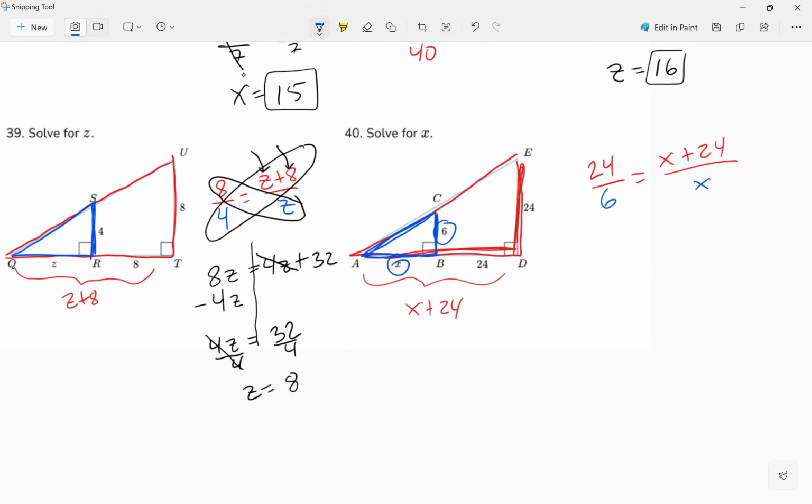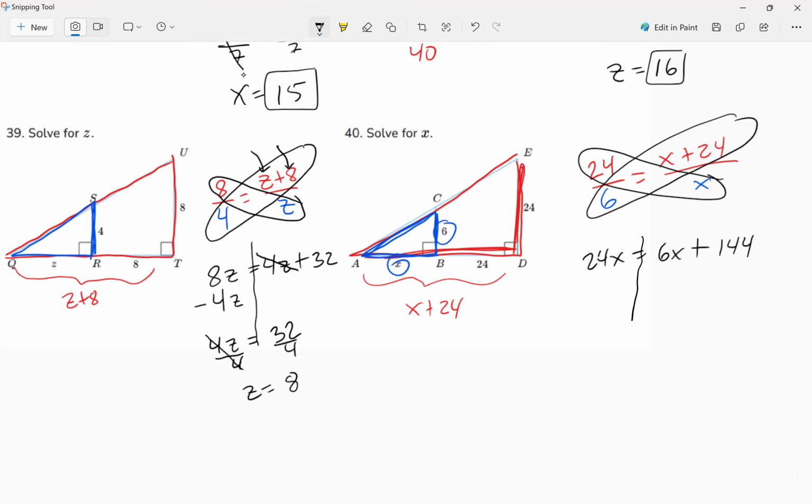And now let me cross multiply it. 24 times x is 24x. 6 times x and 6 times 24. Well, I know 6 times x gives me 6x. My plus sign, 6 times 24 is 144. Let me separate my sides with the equal sign. I see x's on both sides. I'm going to move the 6x as a minus 6x. Don't forget to switch the sign. I know 24 minus 6 is 18. So I have that 18x is equal to 144.